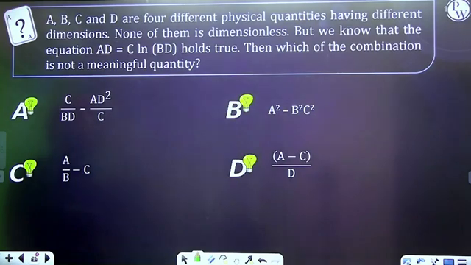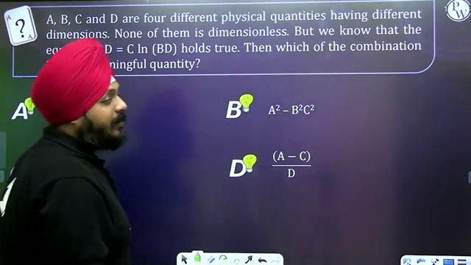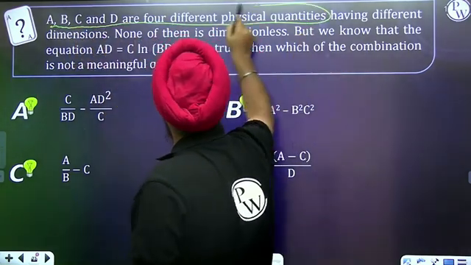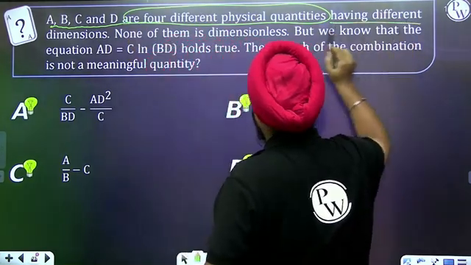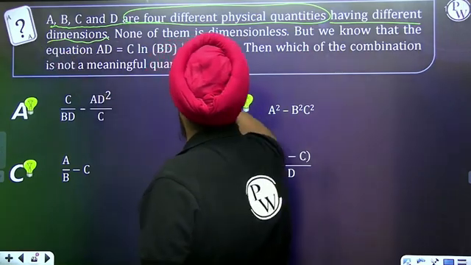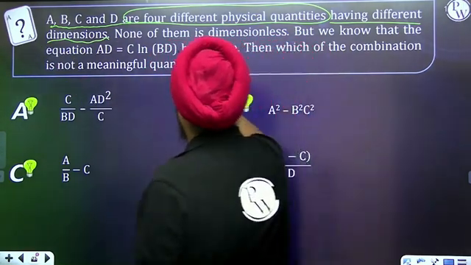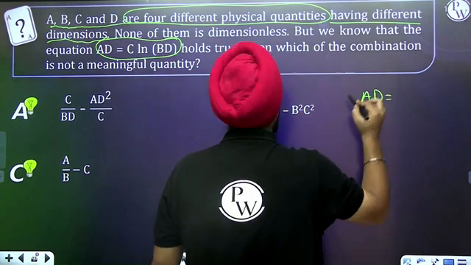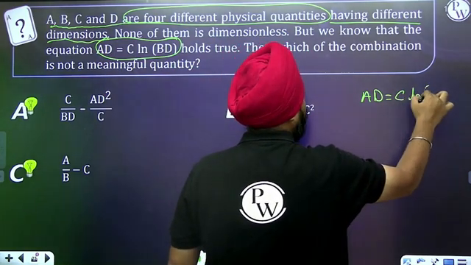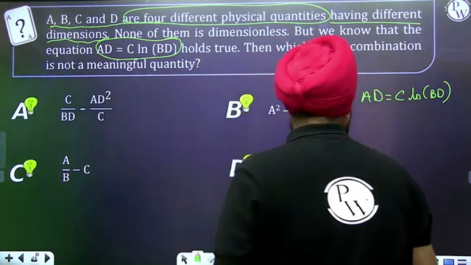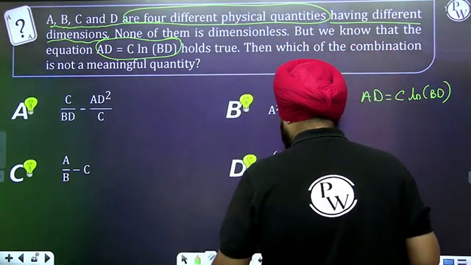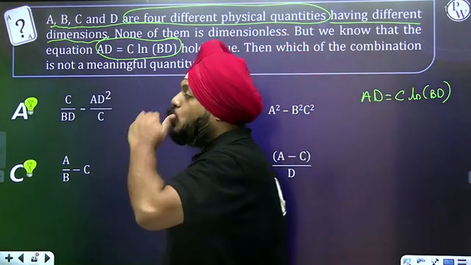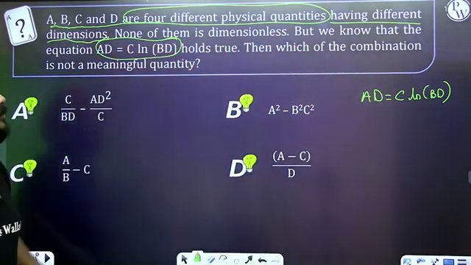A, B, C, D are 4 different physical quantities having different dimensions. Mark my words. None of them is dimensionless, but we know that the expression given, product of AD, is equivalent to C ln of product of BD. This holds true. Then which of the combinations is not a meaningful quantity?